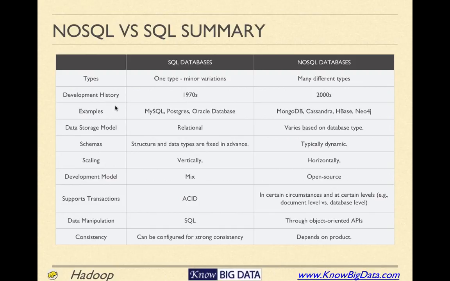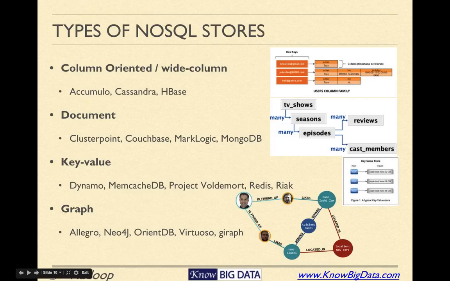This is a straight comparison of NoSQL versus SQL. A question from Danand is, under which category does Bigtable come? Bigtable comes under wide column or column oriented. Because HBase is just based on Bigtable.